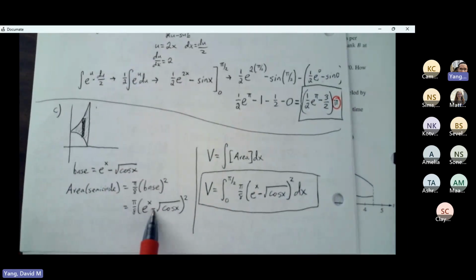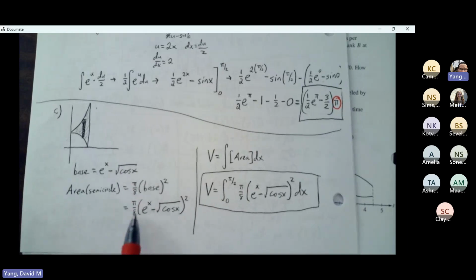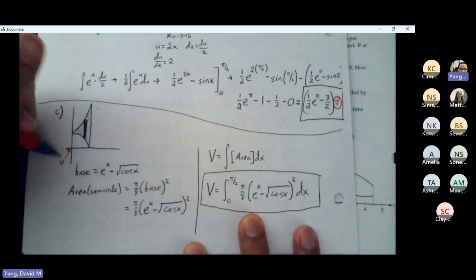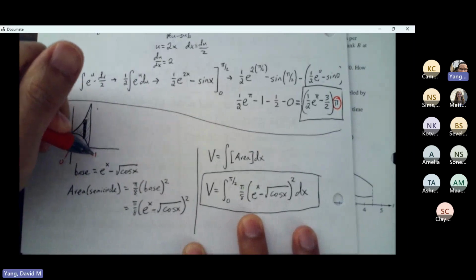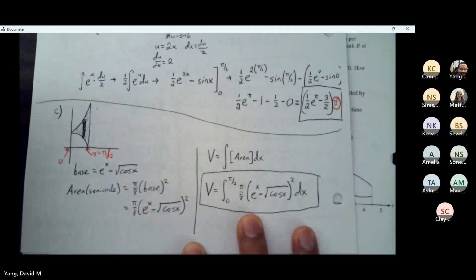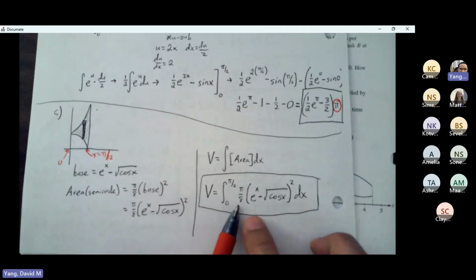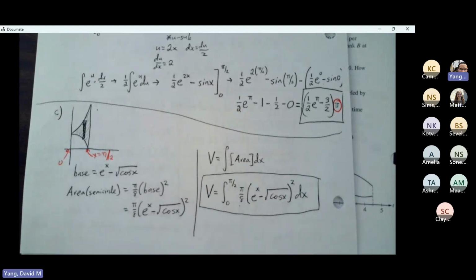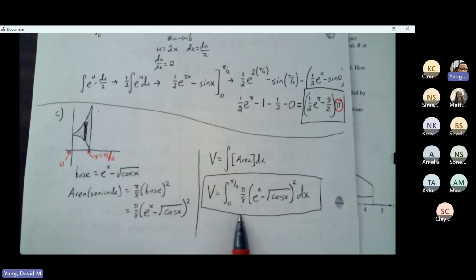Now I'm trying to get to the volume dimension. For the volume, I just have to add a third dimension, which is the integral. Integral dx gives that third dimension. So the integral of the area dx will be my volume. I just put everything in place from 0 to pi over 2, because my left bound is 0 and my right bound is pi over 2. And then my area component. No need to work this out. They just ask you to set it up.